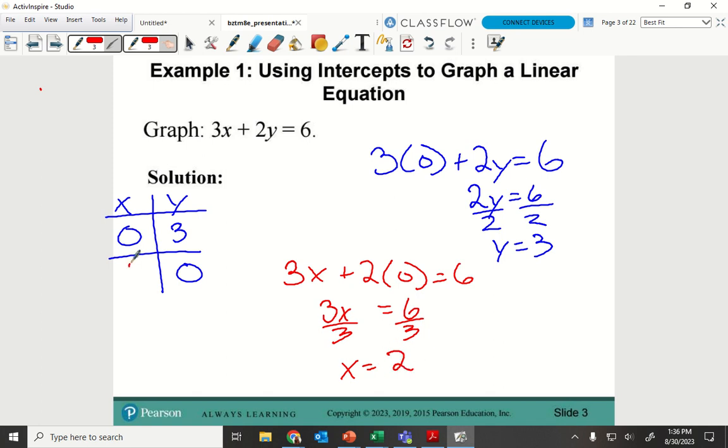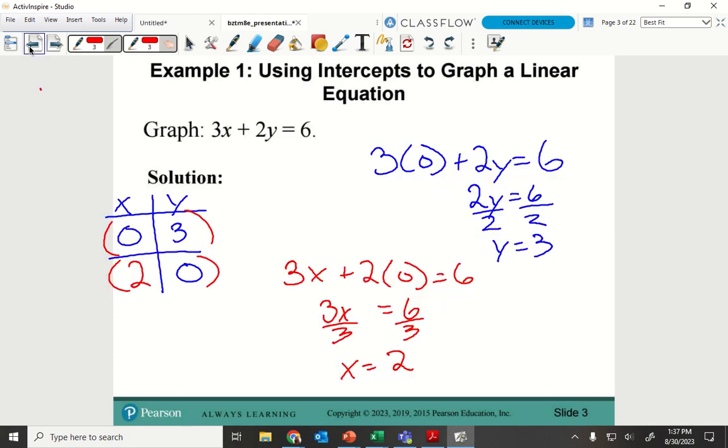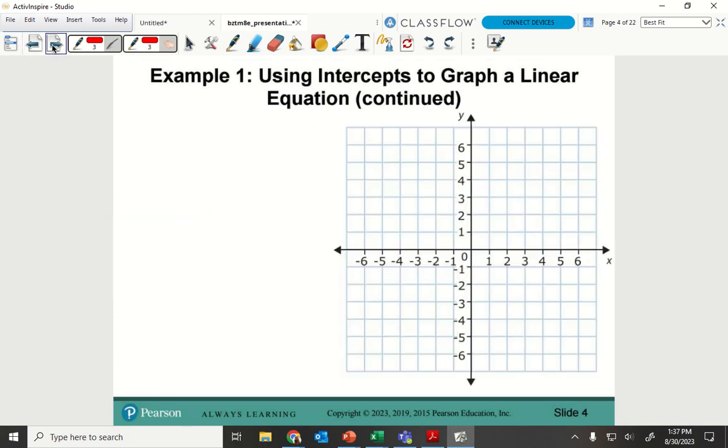So my solution is going to look like this. These are my coordinates. So when I graph those, I'm going to put those 2 points on my graph. Do I have a graph next page? There it is. So my points are 0, 3, and 2, 0. 0, 3, right there. And 2, 0. So I just plotted my 2 points there.